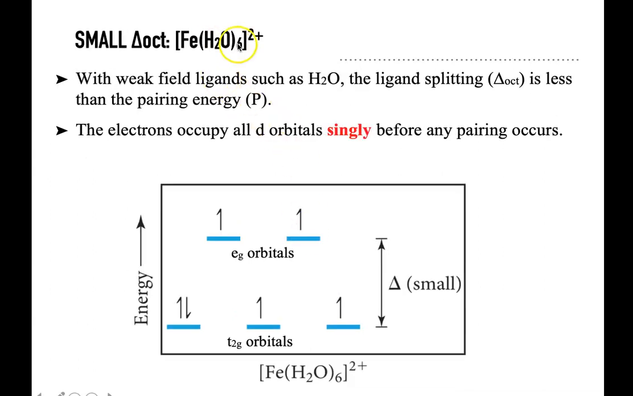But in the hexaaqua iron 2 complex, the situation is different. Water is a weak field ligand, so the energy splitting is less than the pairing energy. So it's better to singly place the electrons, all spin up, up to the Eg orbitals. The sixth one then pairs up with the first electron in the T2g subshell. So electrons occupy all d orbitals singly first before any pairing occurs, because the energy splitting is small.